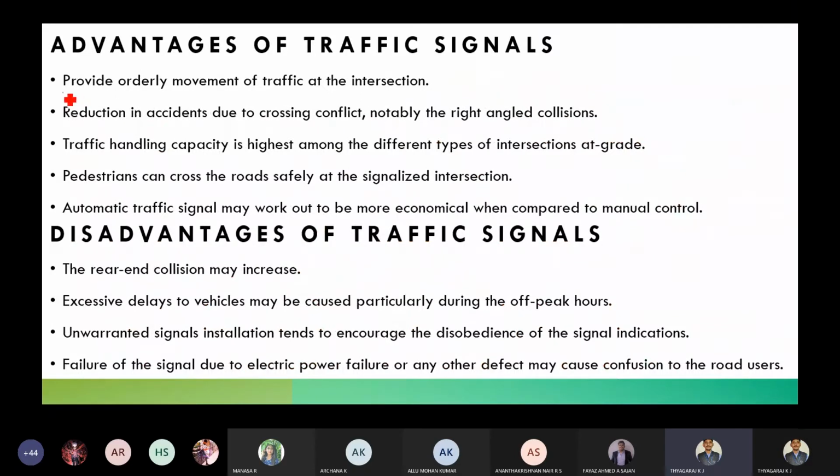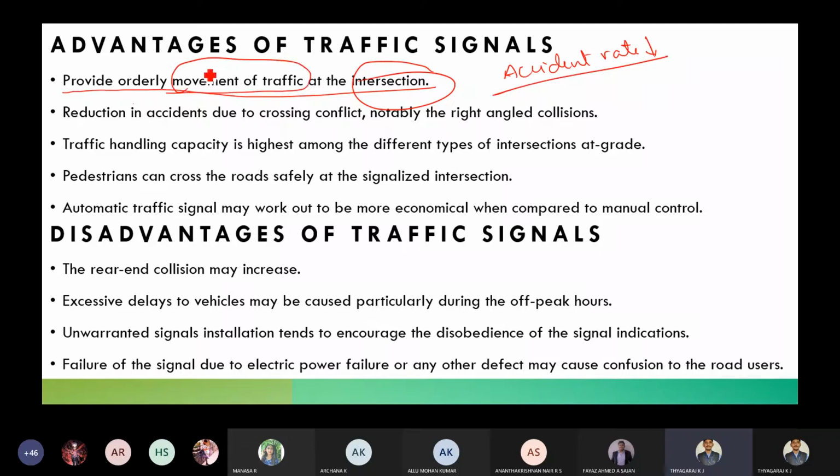They provide orderly movement of traffic at the intersection. Especially when traffic signals are provided at the intersection, they make the vehicles move in an orderly manner. Whenever you install a traffic signal, the accident rate is going to decrease, because of the orderly movement of traffic. A proper movement of traffic leads to a reduction in accident rate.